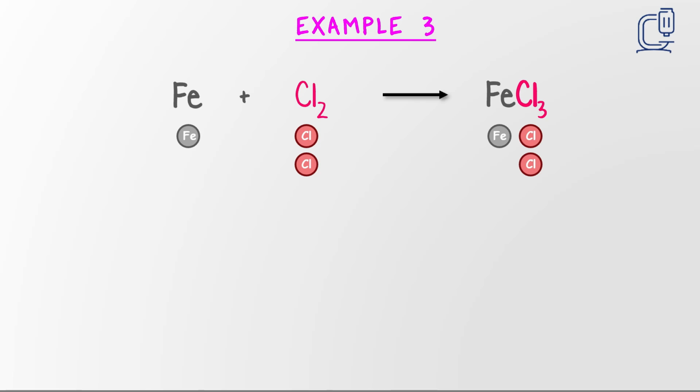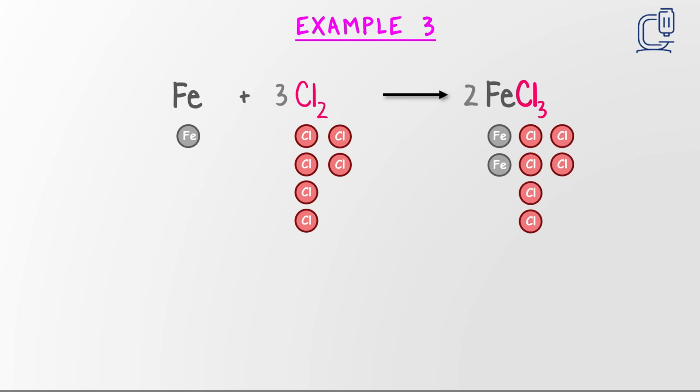So let's firstly start by putting a 3 in front of the chlorine on the left hand side, giving us a total of 6 chlorines. And now let's put a 2 in front of the iron chloride on the right hand side, which gives us 2 irons and 6 chlorines on the right hand side.